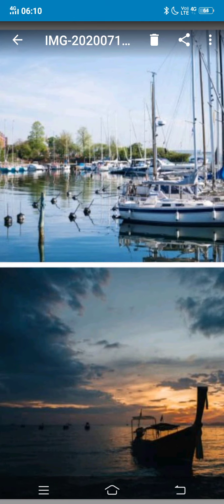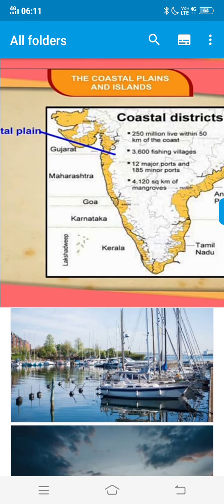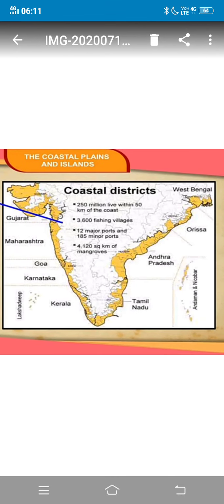Now, when we proceed southwards, the western coastal plains have numerous natural harbors, you can remember, and many saltwater lakes called lagoons, which I showed you. When we proceed southwards, that is, beyond the mainland of India, we reach our two groups of islands. They are the Andaman and Nicobar Islands and the Lakshadweep Islands.